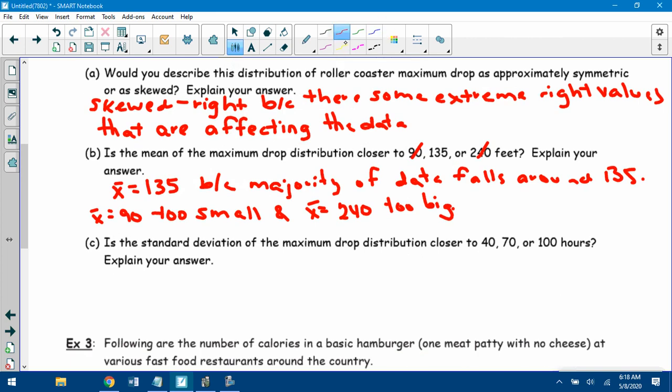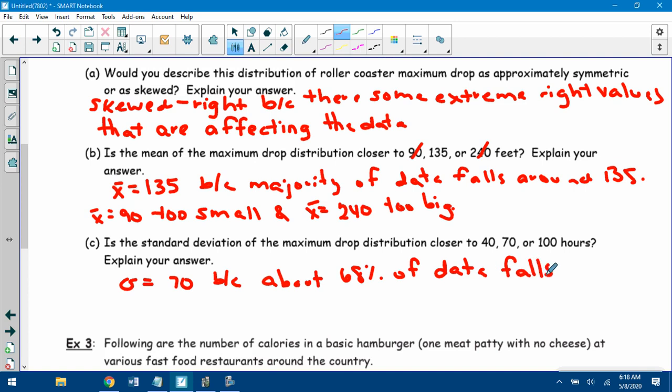So let's use our symbols again. I would say standard deviation is about 70, because about 68% of the data falls within 70 values above or below the mean. And that's what the standard deviation does. It tells you how spread out the data is. Okay. Hopefully you have some ideas on mean and standard deviation.